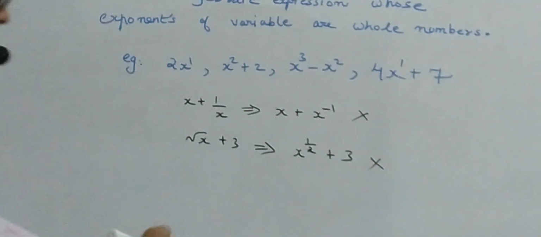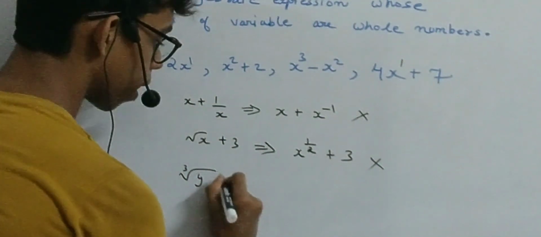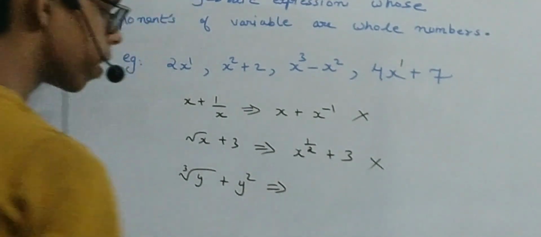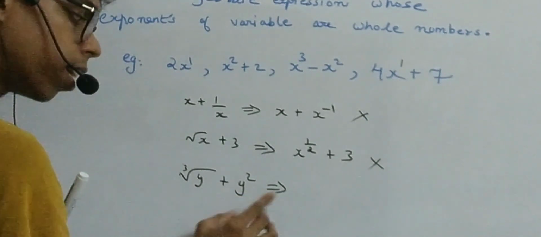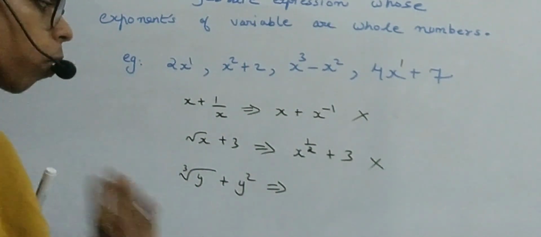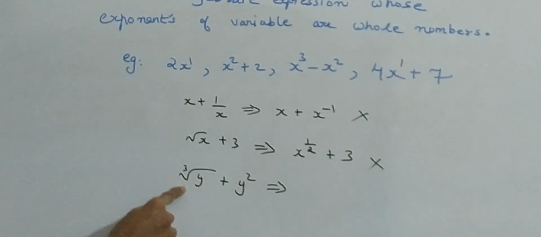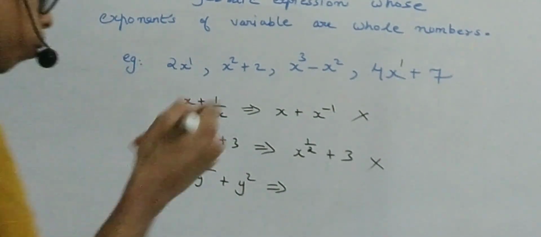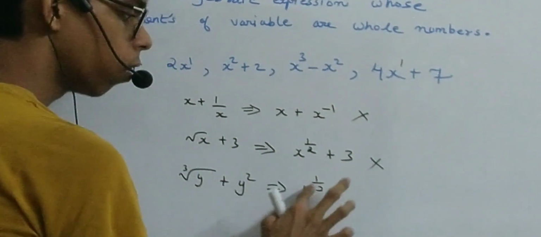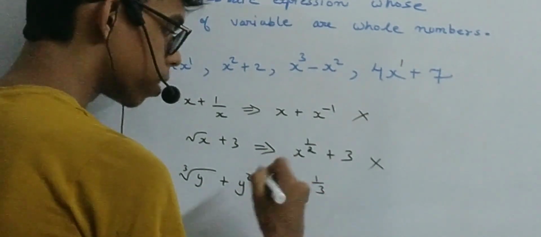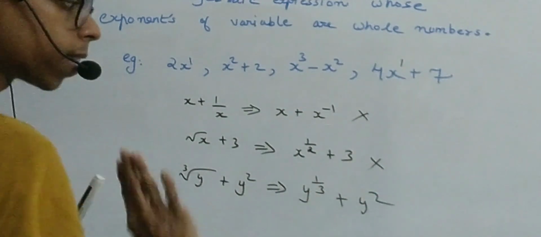Now one more example is cube root of y plus y square. Now just see y square. Here this y is the variable and the power of that is a whole number. Okay, so that I agree. But now just look at this cube root of y. How can I write it? Cube root of y, I can write it as y raised to 1 by 3. Isn't it? We have learned it in our previous chapter. Plus y square. Now here this y square, it is a whole number.